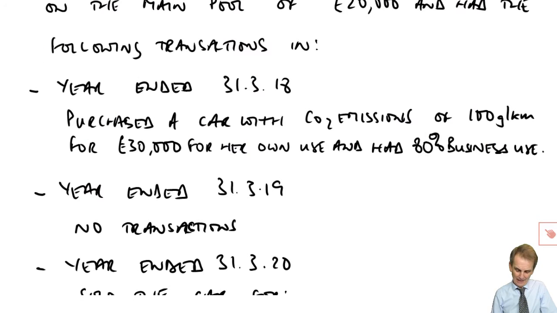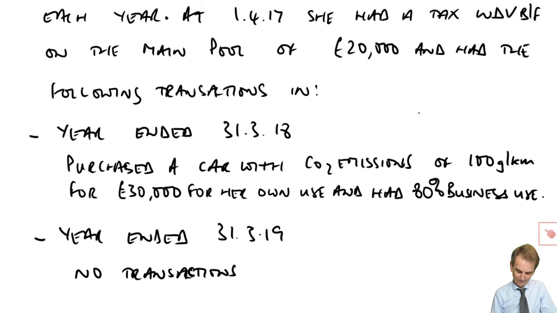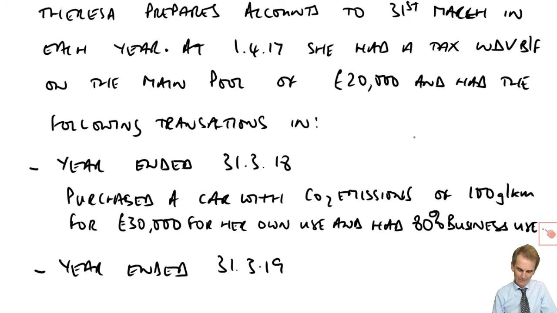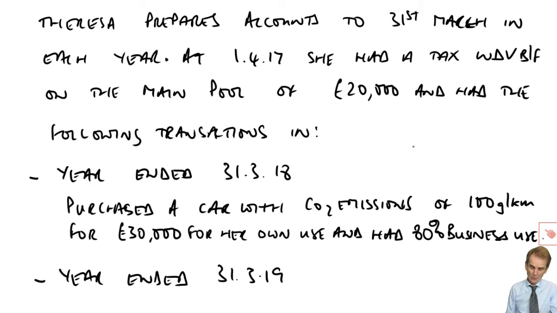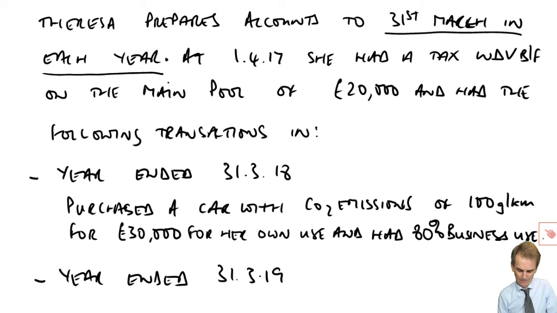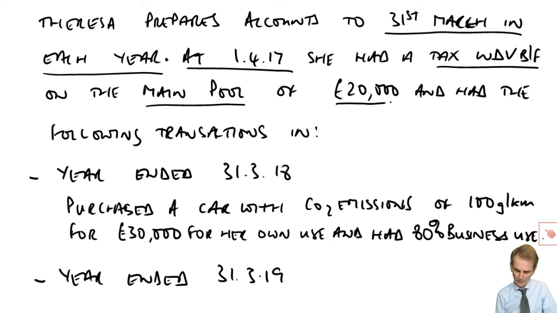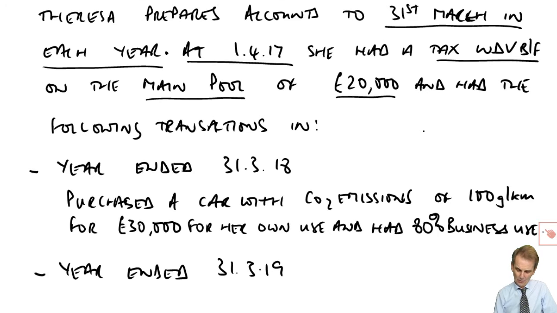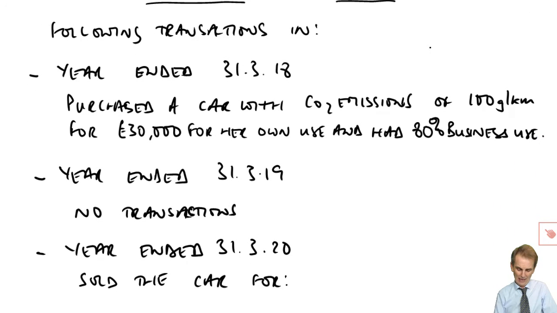Right. I've set up here our little example. We have our hero, or indeed heroine here, Teresa, who prepares accounts to the 31st of March in each year. At the 1st of April 17, so the start of the year ended 31st of March 18, she had a tax written down value brought forward on the main pool of £20,000. And from that starting point, we now have to deal with the following transactions.